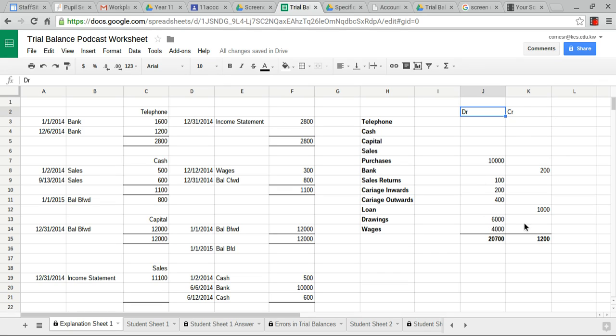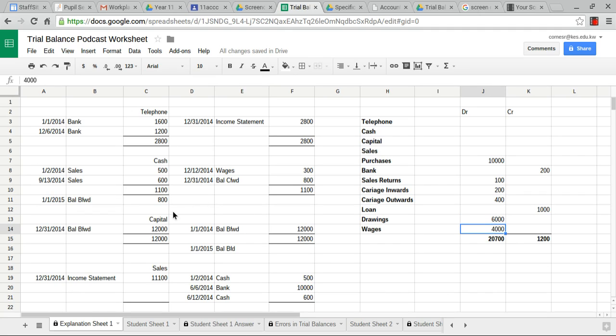If you look at the figures already in the trial balance here, you've got purchases, they're a debit because we are either increasing inventory, which is a current asset, or we can also think of it as an expense because it appears in the income statement. Bank in this case is an overdraft of 200, whatever currency you're using. Sales returns, when we get sales returns, we gain the goods back, so we are gaining inventory, which is a current asset. Carriage inwards and carriage outwards are both an expense and therefore debits. We've got a loan, which is 1,000 because it's a liability. Drawings and wages are an expense.